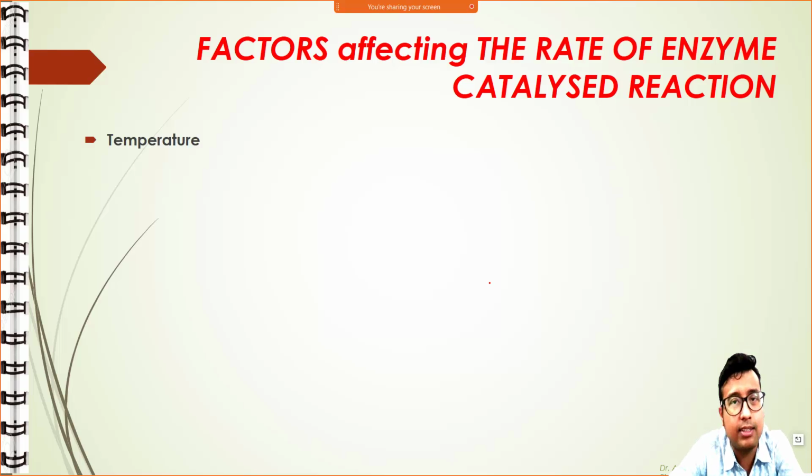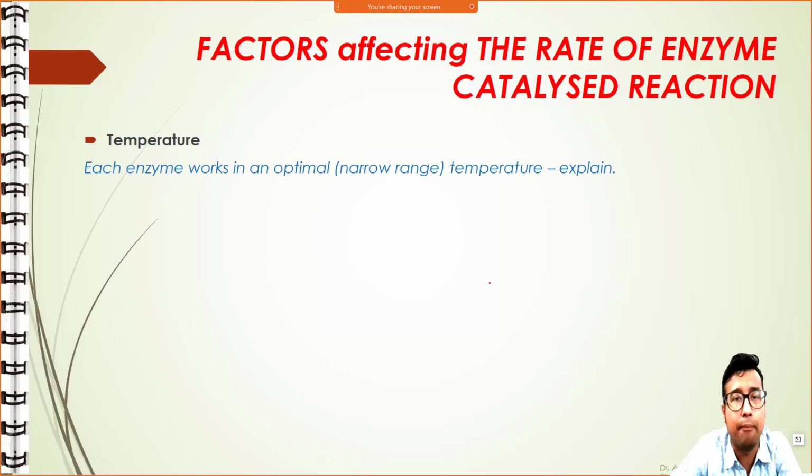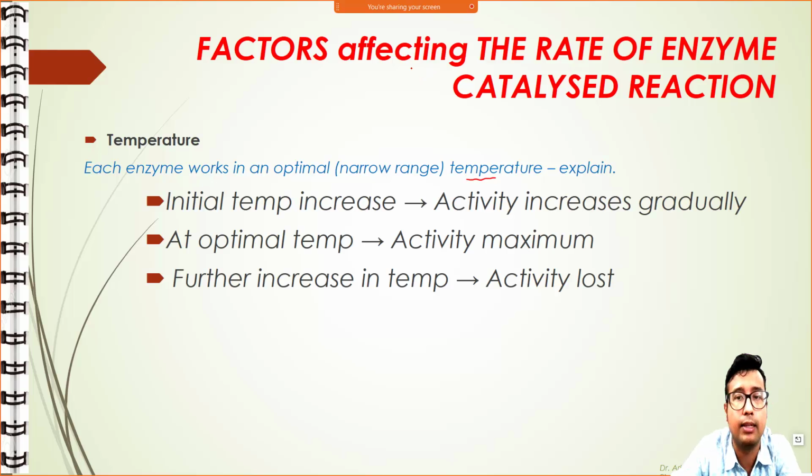So these factors are, number one, temperature, right? So you will get a question asking you to explain what type of question. Each enzyme works in an optimal temperature or narrow range. Explain. What will you have to say? First, you need to tell about the nature of enzymes, that they are proteins. Excess heat will lead to denaturation of proteins, right?